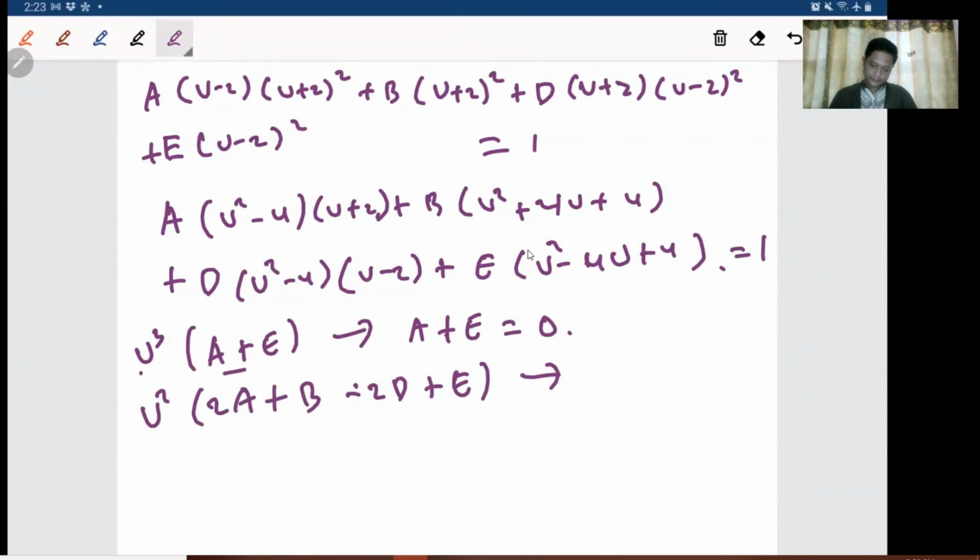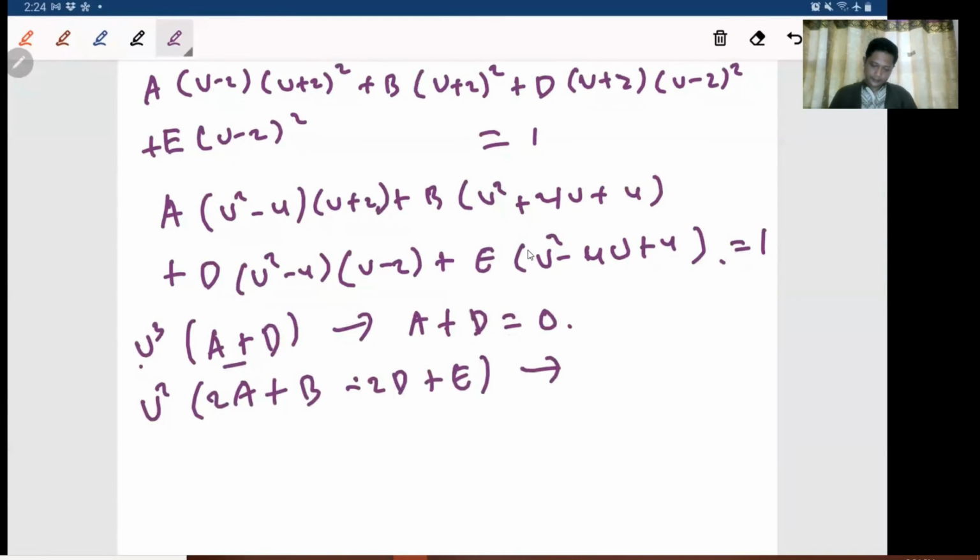So I have a plus e. Is it e? Cannot be e. Oh, this one d, sorry. The u cube one should be from here. Yeah, a plus d is equal to 0. So for this one I have 2a plus b minus 2d plus e equal to 0.